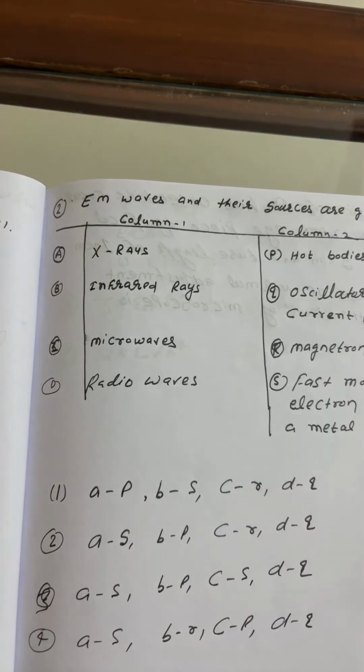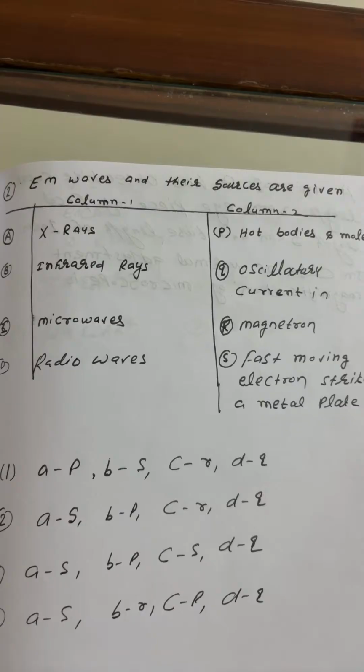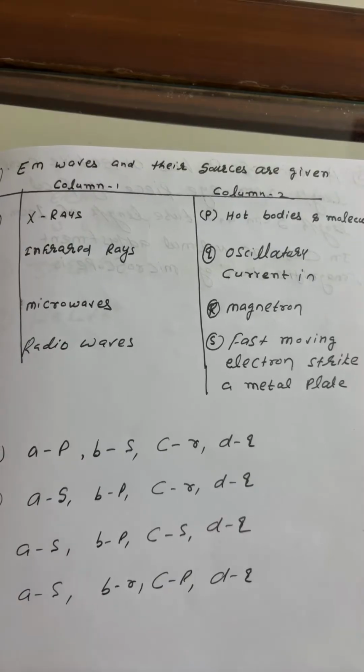What's the next question? Have a look once again. I think it's not a tough question. It's a question directly from NCERT. I can see that there are two columns, column one and column two: X-rays, infrared, microwave, and radio waves.